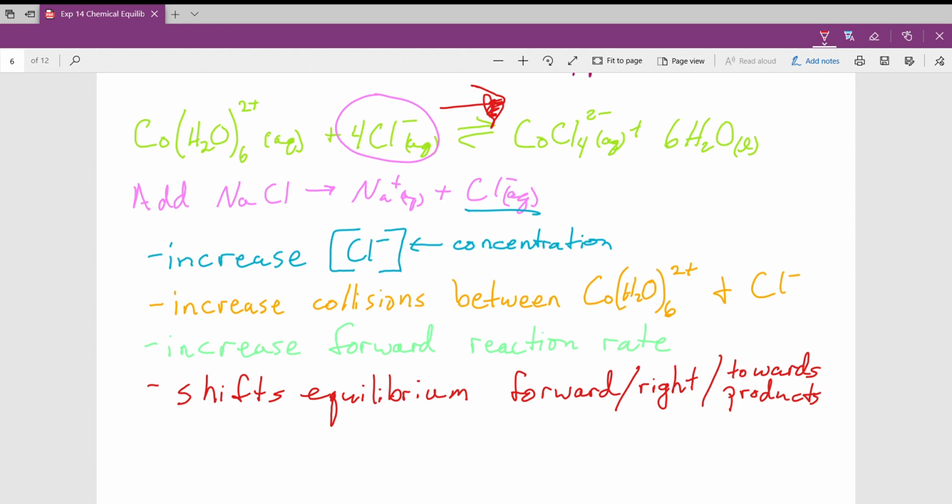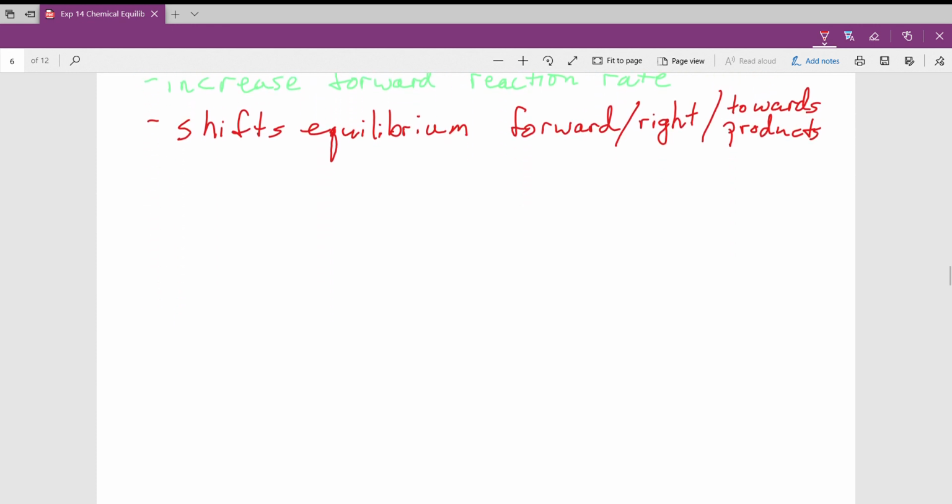Okay. So let's talk about the uncommon ion effect. I've actually never used that term, but in the video, the instructor that made the video uses that term a lot. So we'll use it. Uncommon ion effect. Okay, it's just what it sounds like. We're adding an ion that does not appear in the reaction.